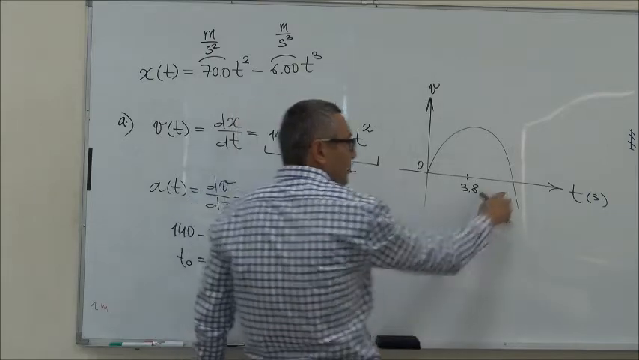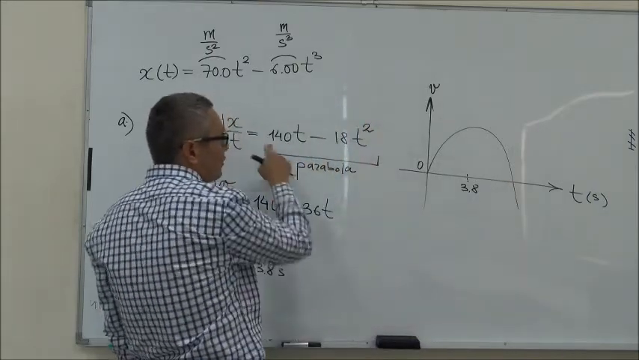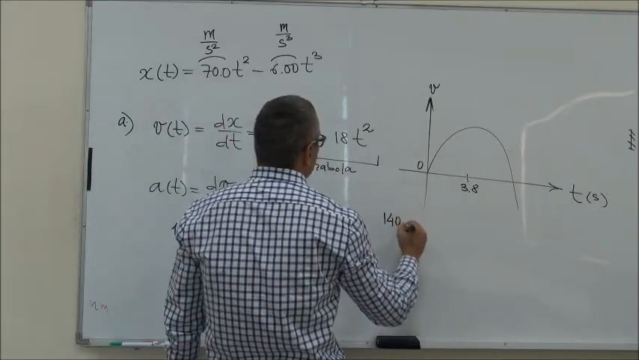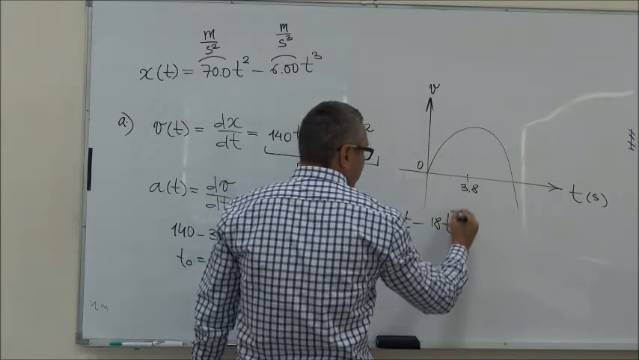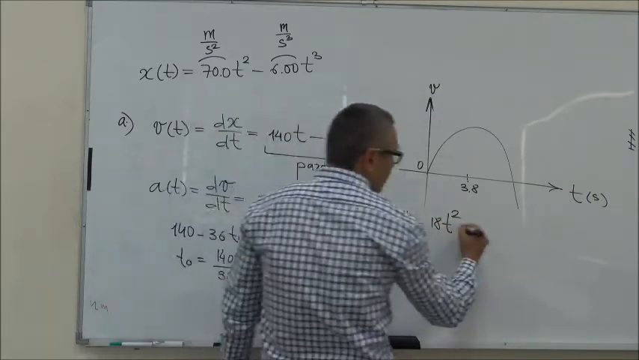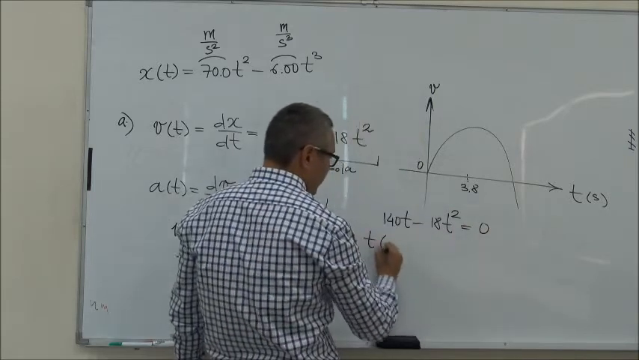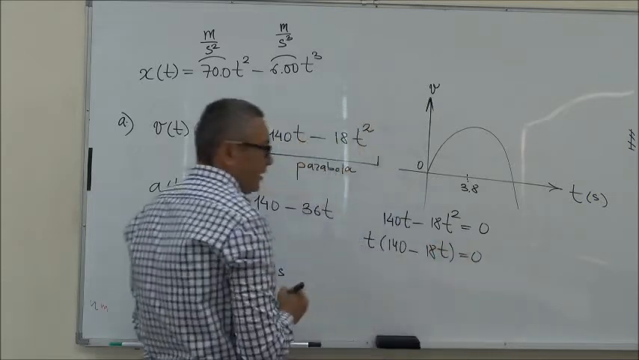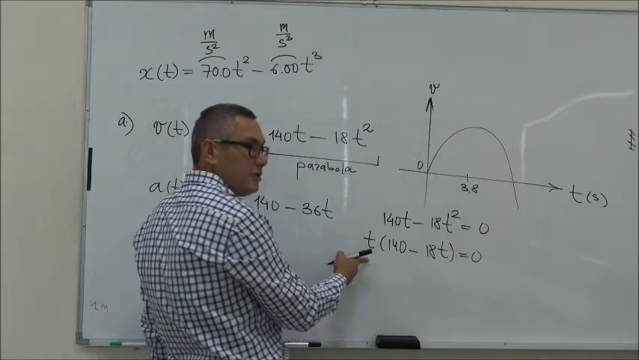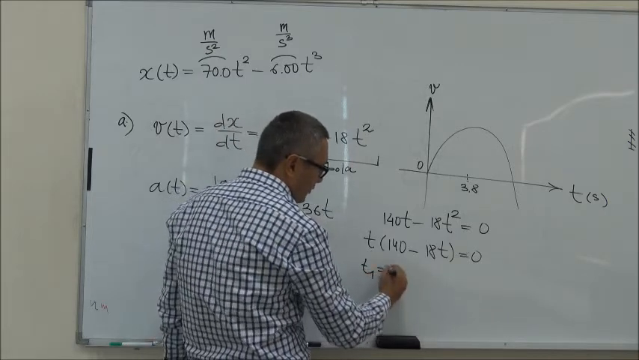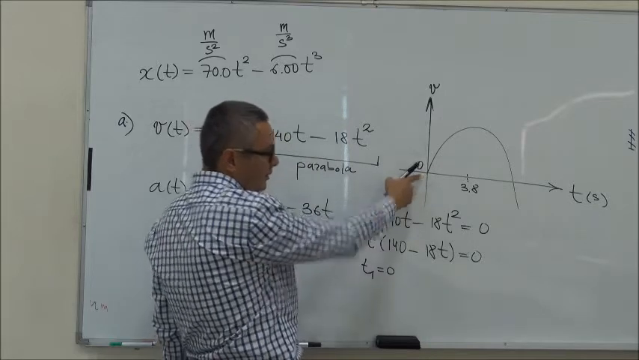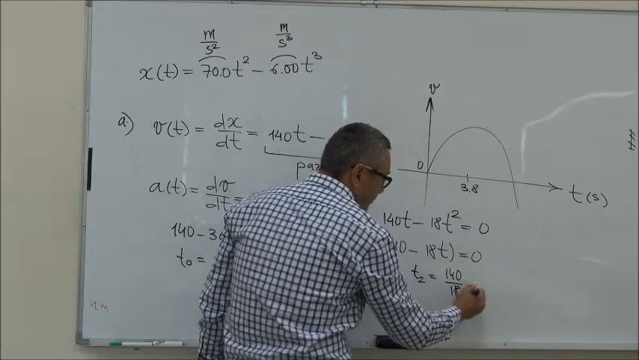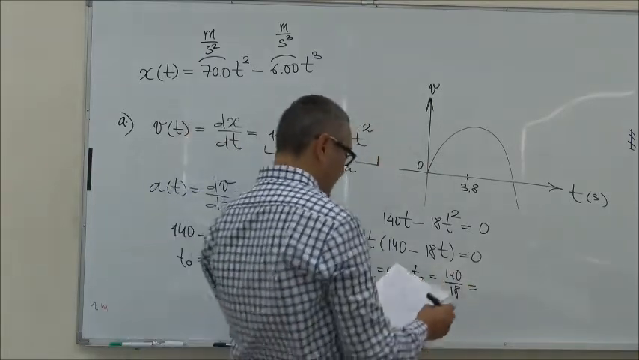What about this second point? To find that second point, we just have to set this equal to 0 and calculate for the time t. As you can see from this equation, the first root, t1, is equal to 0, and this is what we've already talked about. And then the second one is 140 over 18, which gives us 7.7 seconds.